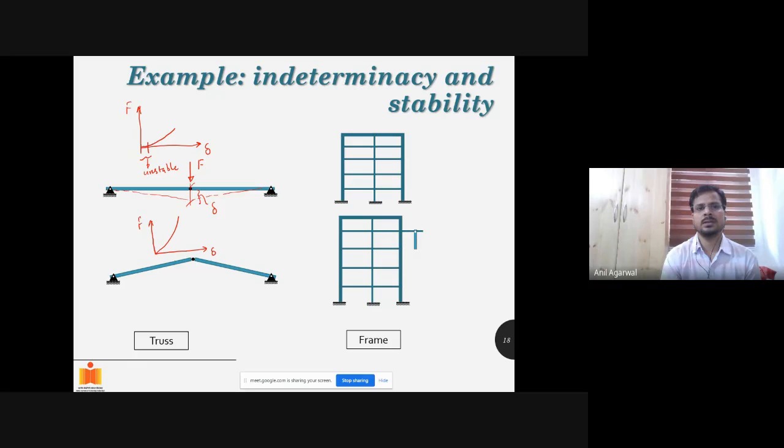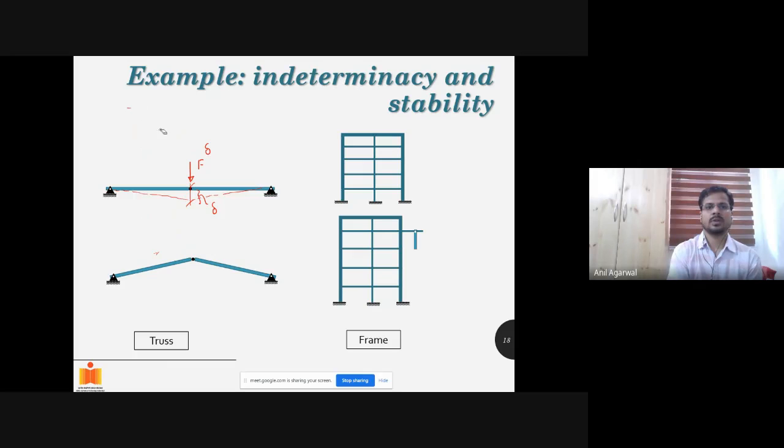Whereas in this case, it deforms without offering any resistance. In this case, it deforms, but as soon as it starts to deform, it starts to offer a resistance. Okay. So that's the very clear sign of stable versus unstable. Now, you are right.